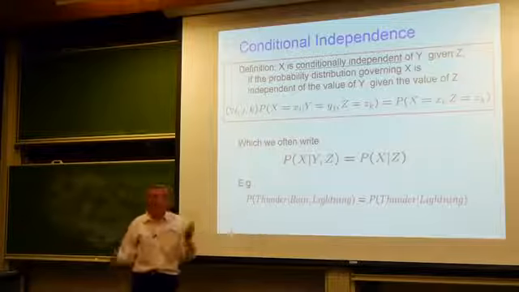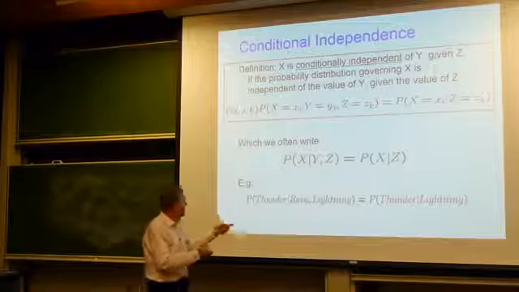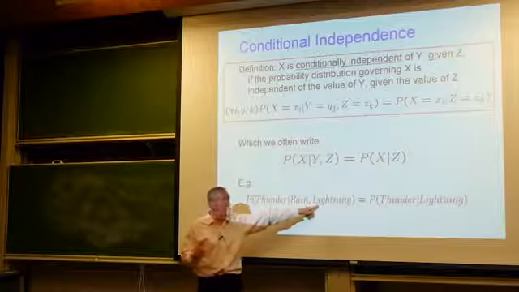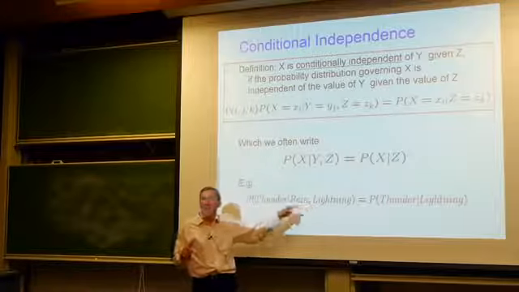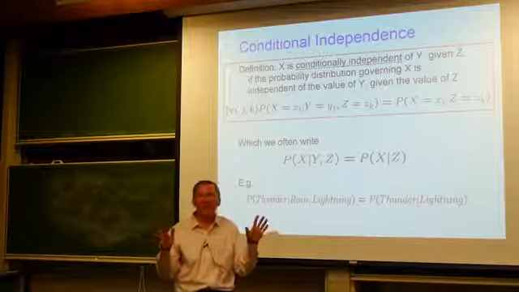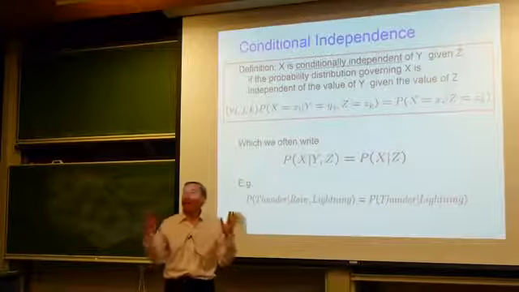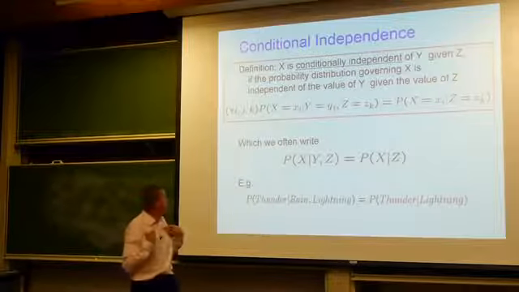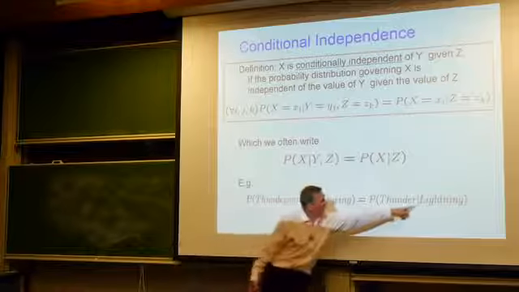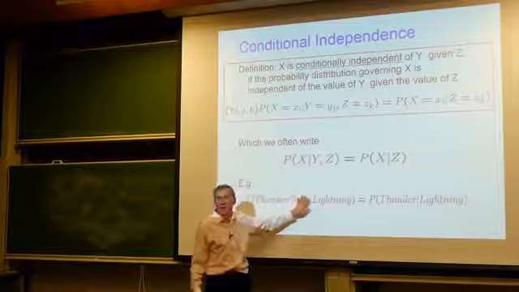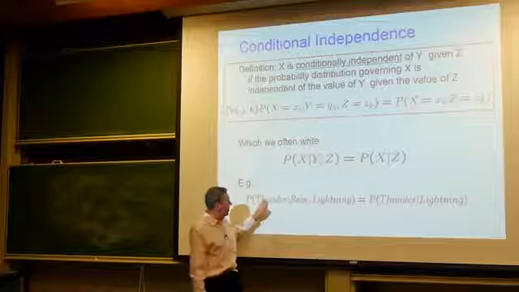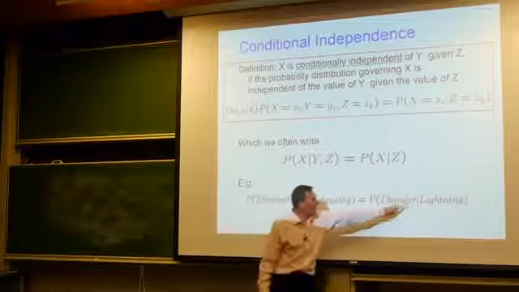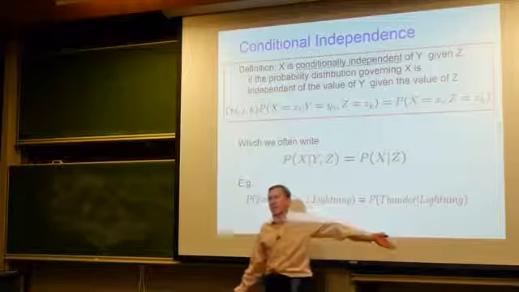Here's an example. Think of three random variables, each true or false. We could have just heard thunder, yes or no. It could be raining, yes or no. We could have just seen lightning, yes or no. You and I know, because we live in the 21st century, that lightning causes thunder. And therefore, it really doesn't matter whether it was raining, does it? So given lightning, it really doesn't matter whether it was raining. The probability of hearing thunder, given that we know whether there was lightning and whether there was rain, is just the probability of thunder given that we know whether there was lightning.